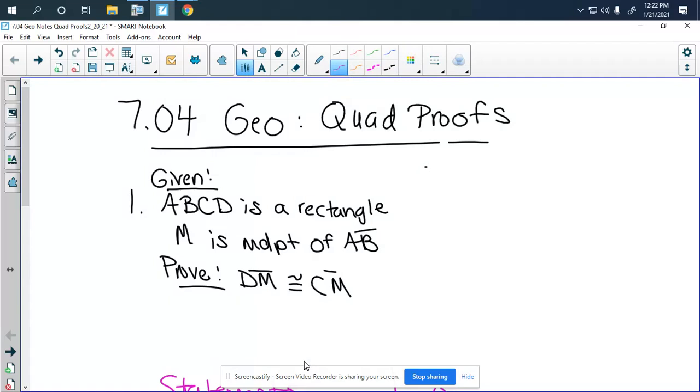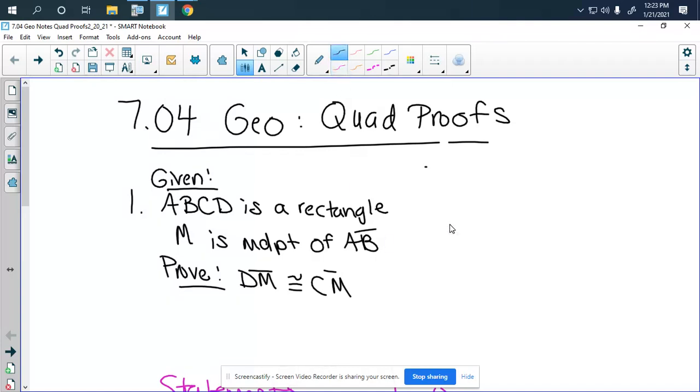So this is 7.04 geometry. It's quadrilateral proofs that we're going to be talking about. So the first couple we're going to look at, I'm giving you the quadrilateral, and I want you to use its properties to prove something else. And then the other three proofs, so a lot of proofs, are going to be actually proving the quad. So like proving a quad is a parallelogram, or proving it's a rectangle, rhombus, or square, and you might have to use the fact that it's a parallelogram there.